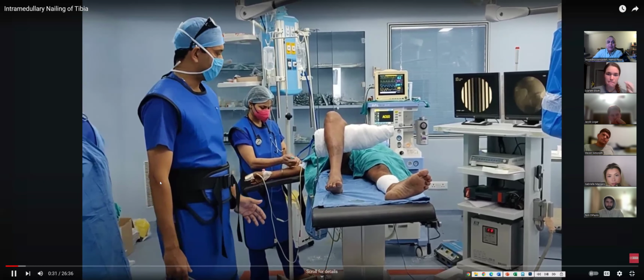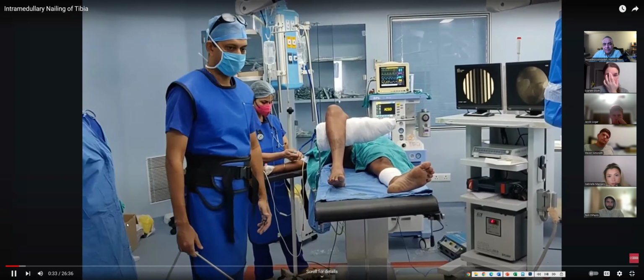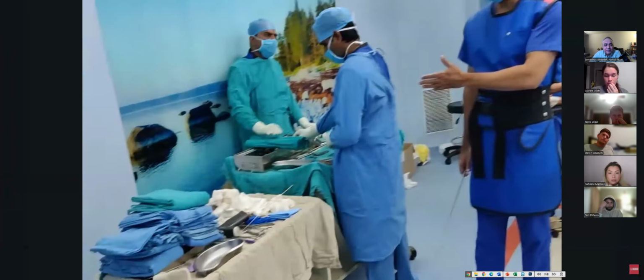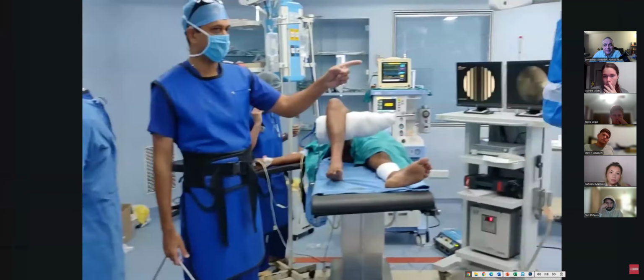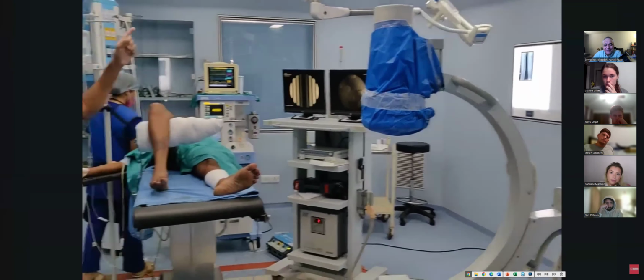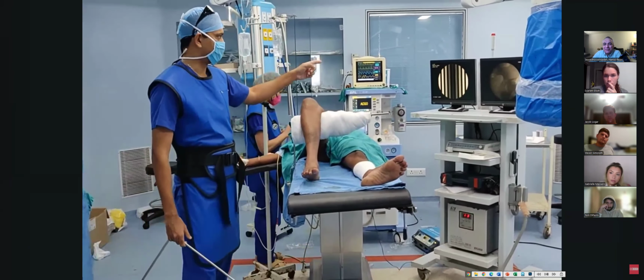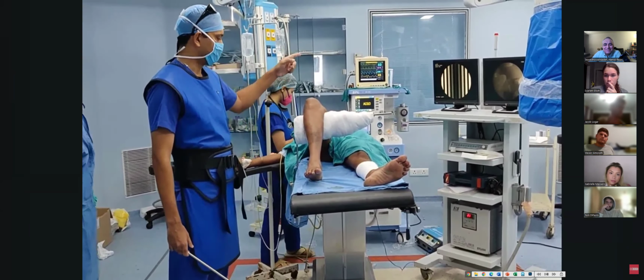So in terms of theater setup and patient positioning, our trolley will be on this side. Our C-arm will come from the opposite side. Our screen will be in the front so that we can see it easily.